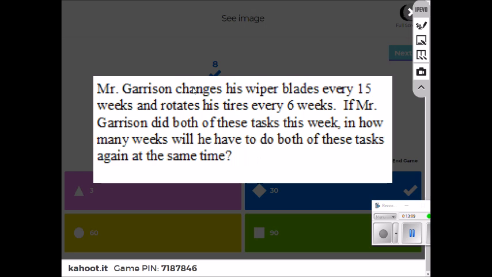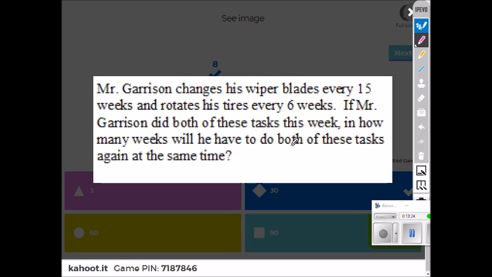So here we have Mr. Garrison changing his wiper blades every 15 weeks, sorry, and rotating his tires every 6 weeks. If Mr. Garrison did both of these tasks this week, in how many weeks will he have to do both of these tasks again at the same time?